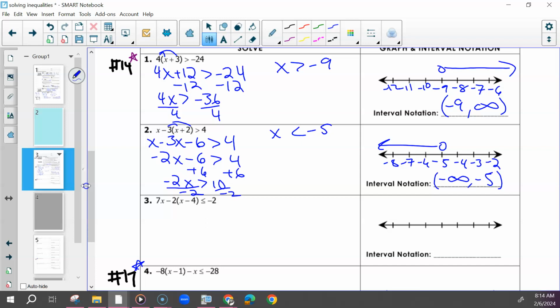Alright. Okay. So we're going to finish this tomorrow, as well as the word problems that are attached to it. So hold on to this.